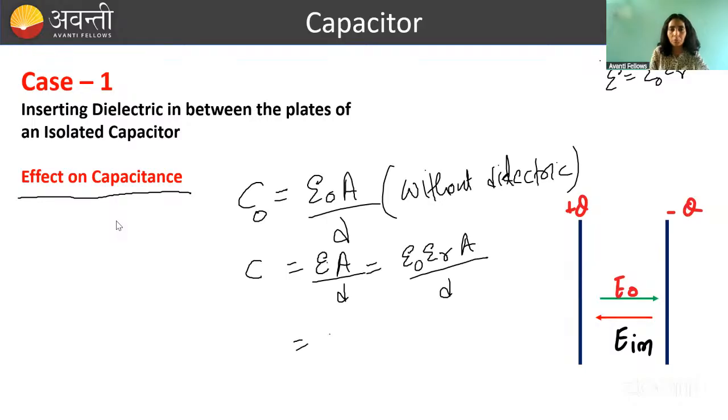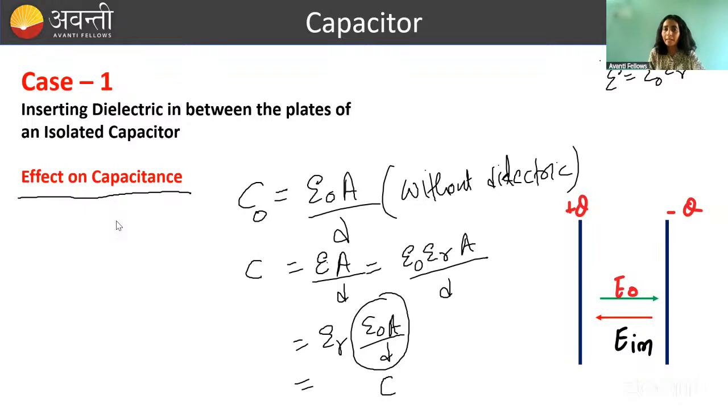This can be written as what? Epsilon R, epsilon naught A by D. And this is equal to initial capacitance. So this is C naught, and epsilon R is relative permittivity, which is also called dielectric constant. So epsilon R or K तुम्हारा क्या है? These are same things. So here I will be writing K C naught. ठीक है? Mahesh, is it fine?